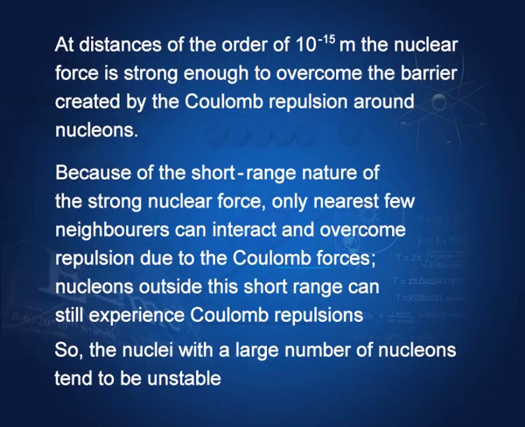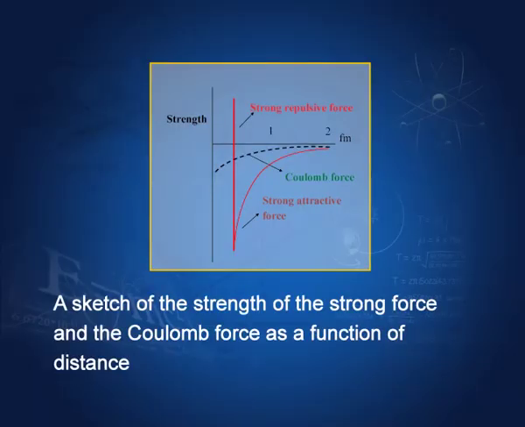So, they still can feel repulsion, and that is why nuclei with a large number of nucleons tend to be unstable, because near ones can feel the strong force, but those at a larger distance cannot feel the strong force, and therefore the force of repulsion between them is still there, which can disrupt the nucleus. I have explained to you already that at a very short distance, the nuclear force or the strong force becomes repulsive. At slightly larger distances, say 1 Fermi, 2 Fermi, this is an attractive force.